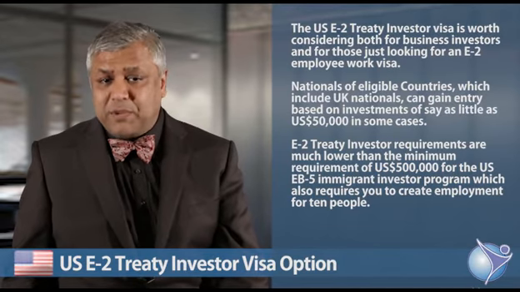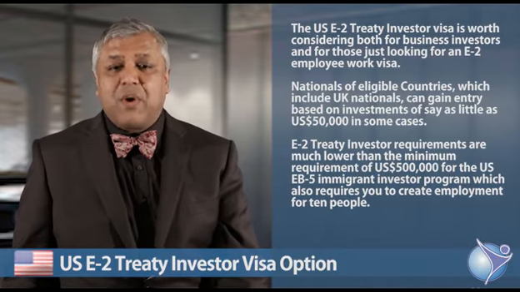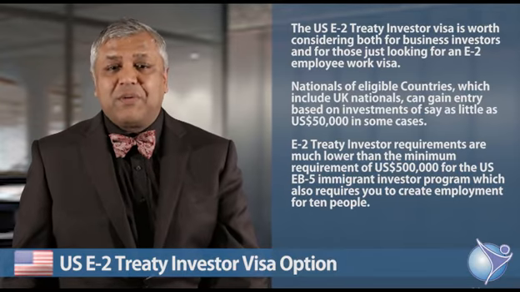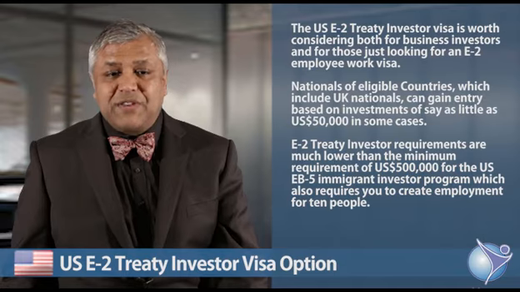Nationals of many countries can apply under the E2 Treaty Investor Scheme. Treaty Investor countries include both Western countries and Asian countries. The US business firstly needs to be registered as an E2 Treaty Investor business before you can apply for E2 work-related visa. There is no visa quota, so an unlimited number of visas can be granted.